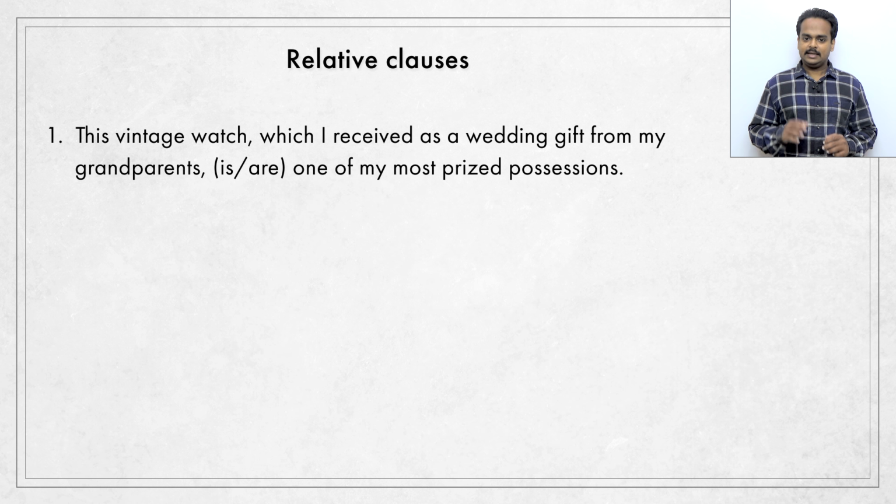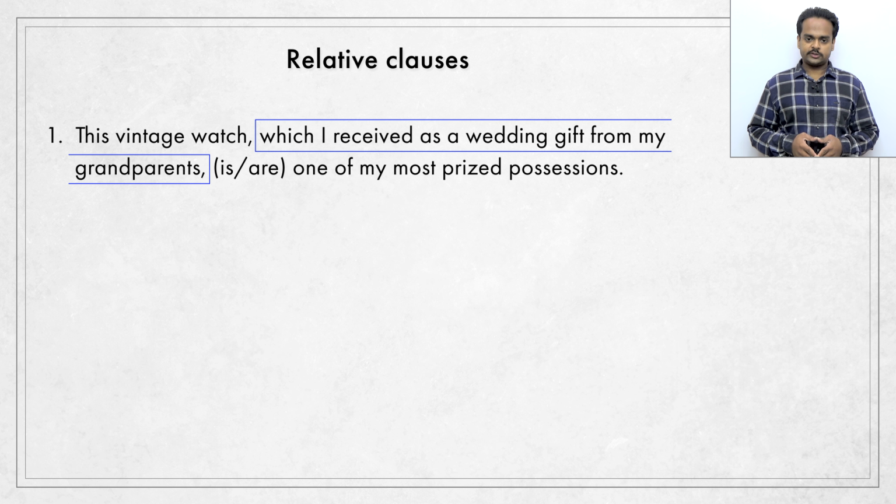All right, what do you think? Is or are here? Okay, look at the clause, which I received as a wedding gift from my grandparents. What is the purpose of that clause? What did I get as a wedding gift from grandma and grandpa? I received the watch, the vintage watch. So this clause only gives information about the watch. It gives you some details about it.